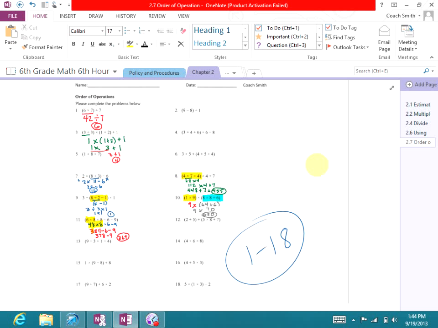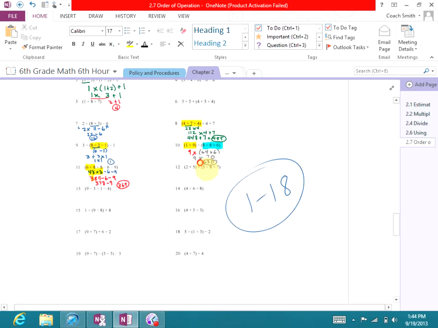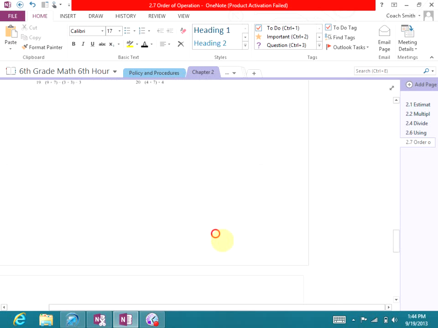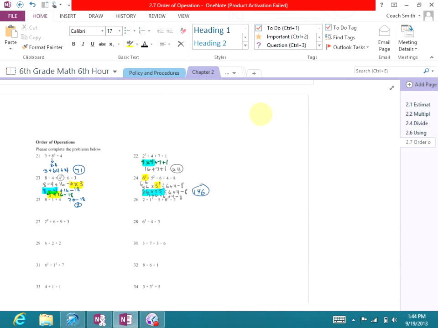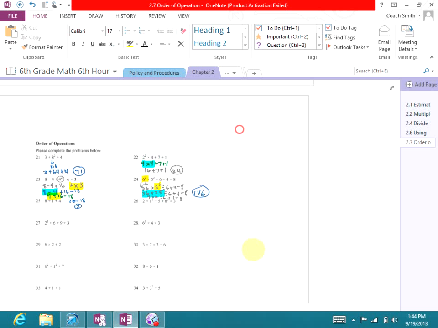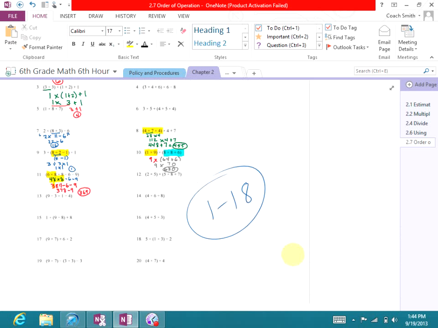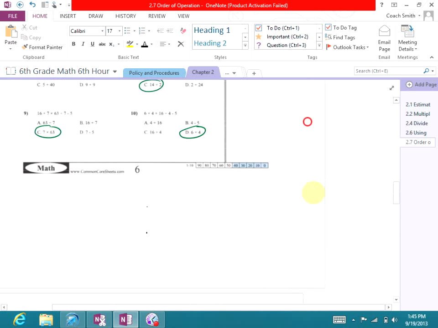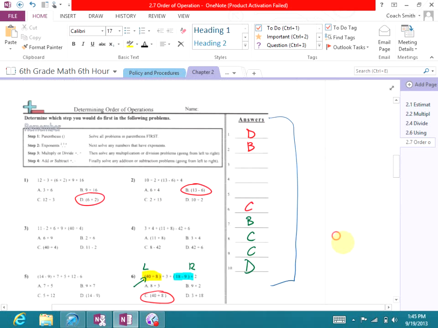So 19 and 20 you're not doing on this page right here. And you're not going to do any of 21 through 35. We'll do it tomorrow. But you got to have 1 through 18 right here done, as well as the 1 through 10 up here.